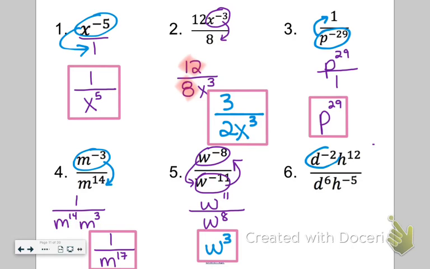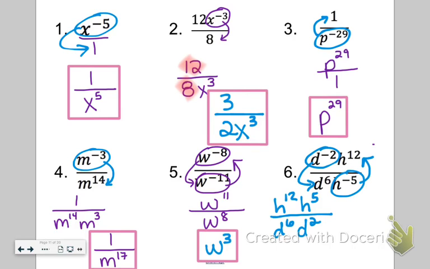Number 6, we got 2 items that want to move to the other side. Let's rewrite it. Keep what's positive. So the h to the 12th and the d to the 6th are staying where they are because they are positive exponents. But the d to the negative second is bumping down and becoming d to the positive second. H to the negative fifth is bumping up and becoming h to the positive fifth.